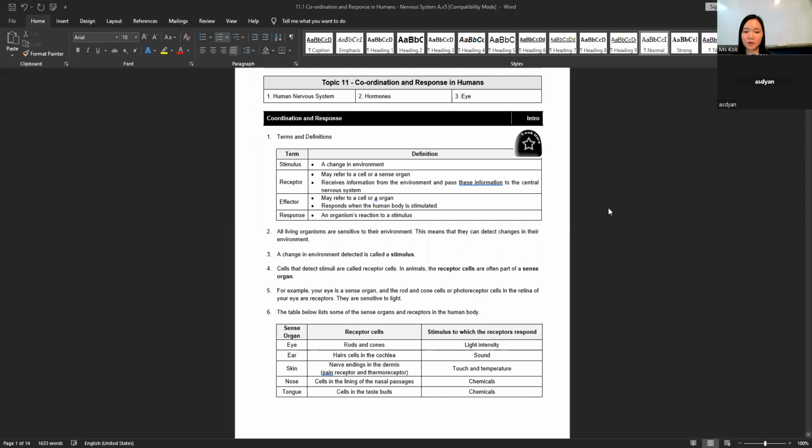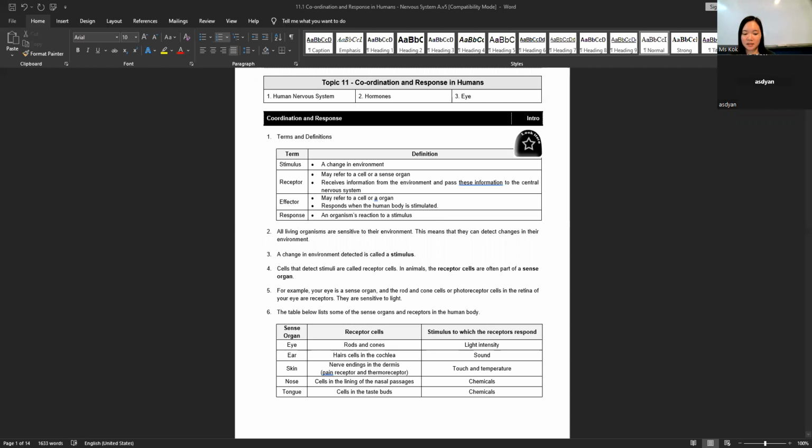Okay, let's start with today's lesson, coordination and response. The stimulus is a change in environment. Then we have the receptor, which may refer to a cell or a sense organ that receives the stimulus. The effector may be a cell or organ that responds when a human body is stimulated. The response will be the action of the effector.